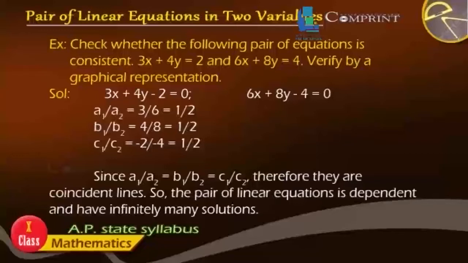a1/a2 = 3/6 = 1/2. b1/b2 = 4/8 = 1/2. c1/c2 = -2/-4 = 1/2. Since a1/a2 = b1/b2 = c1/c2, therefore they are coincident lines. So, the pair of linear equations is dependent and has infinitely many solutions.